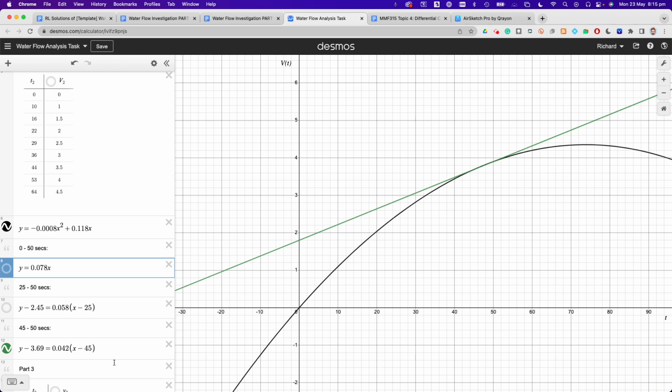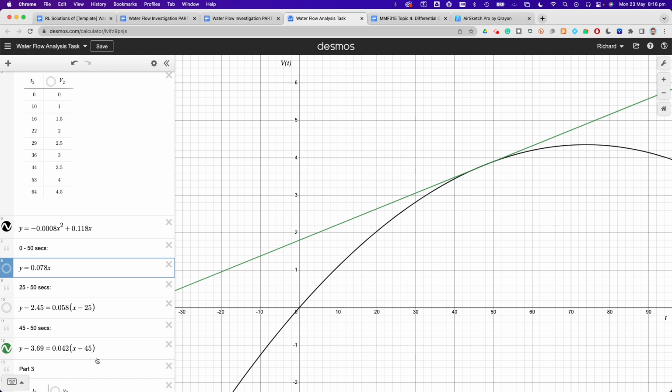We could work out what the gradient was between 49.9 seconds and 50 seconds as well, and that would be an even closer approximation. So we can use these secant lines in order to get a closer and closer approximation. And as we see where the value is trending towards, we can say that's probably what the gradient is going to be. And later on in our calculus course, we'll actually determine what the exact gradient is.